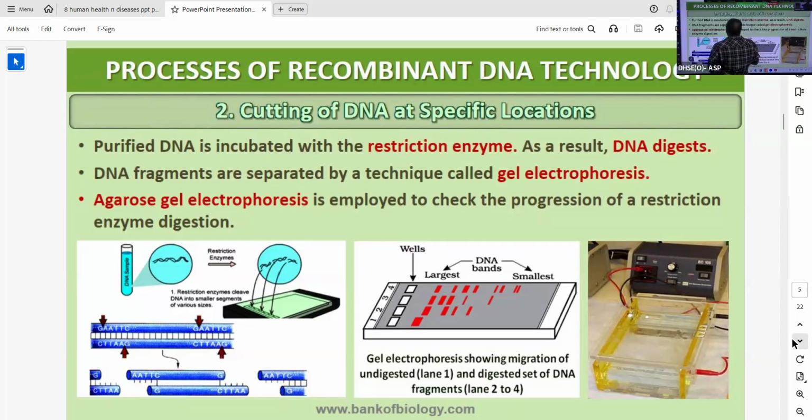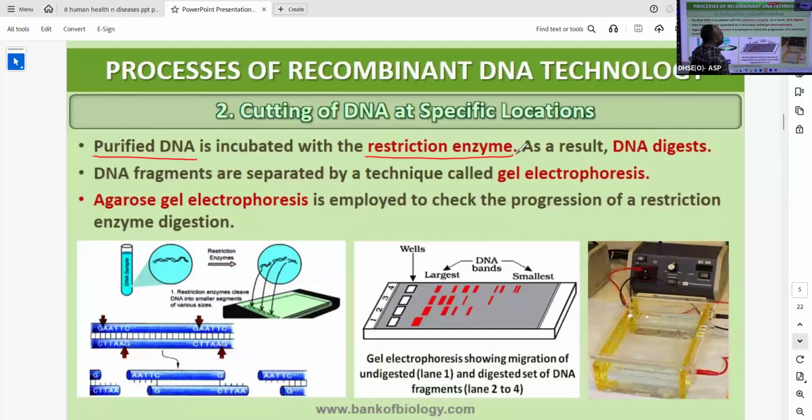Purified DNA means what we obtained by spooling. That is purified DNA because it does not have RNA, proteins, carbohydrates or lipids. Only DNA remains; the other things we remove by using enzymes. So this purified form of DNA is incubated with, that means added to, the restriction enzymes.